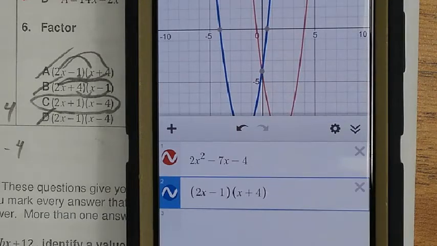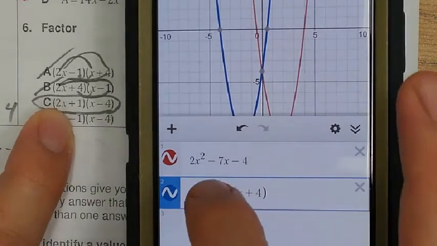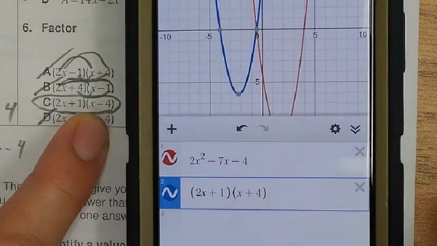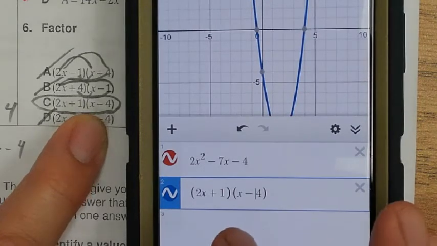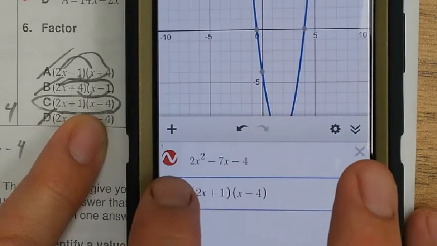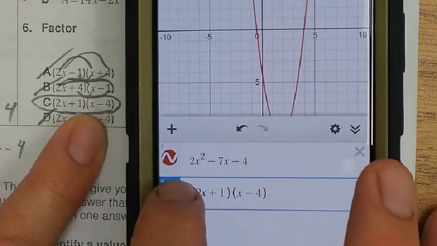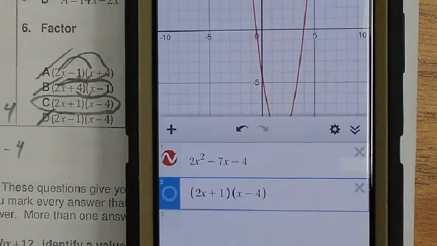We know it's not A, we know it's not B. So I'm just going to show you what it would look like if you did do the right one. So let's go ahead and do C. So C, I'm just going to change that to a plus 1. And I'm going to change that to a minus 4. Well, if you look there, that red and blue make the same exact parabola. You can just turn off the color, and you'll see that red underneath it. So, like I said, if you all use Desmos, you could straight up not have to do anything.